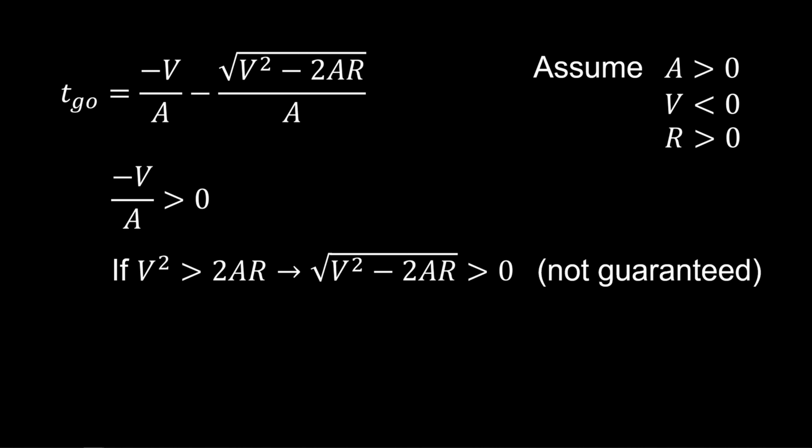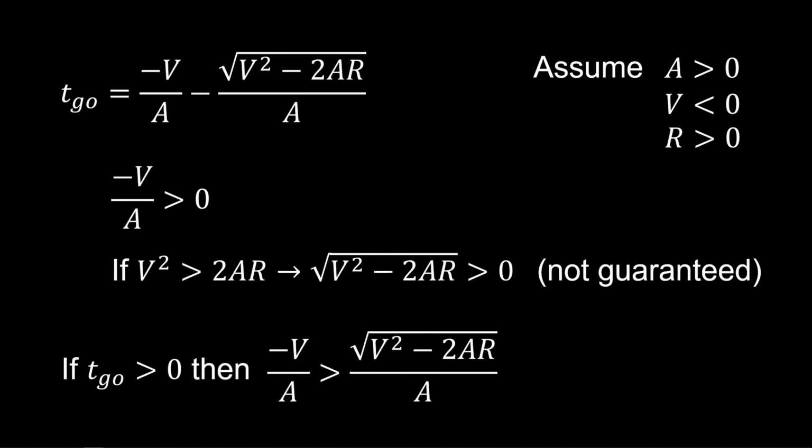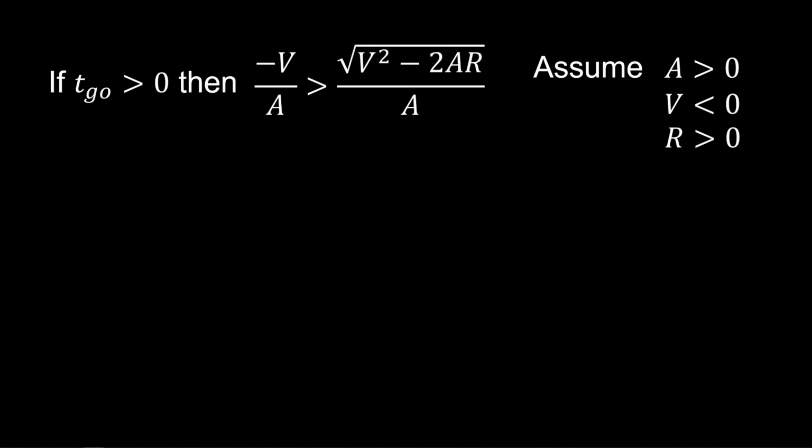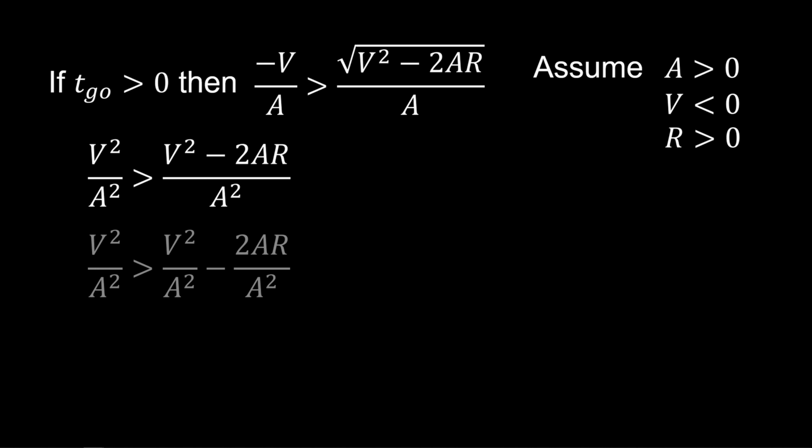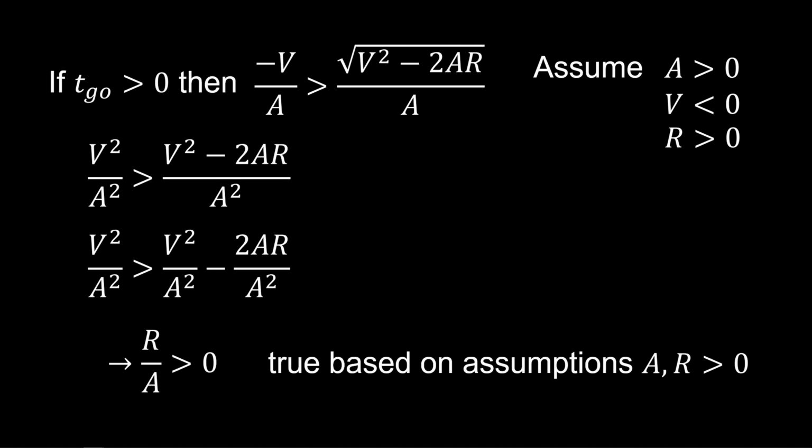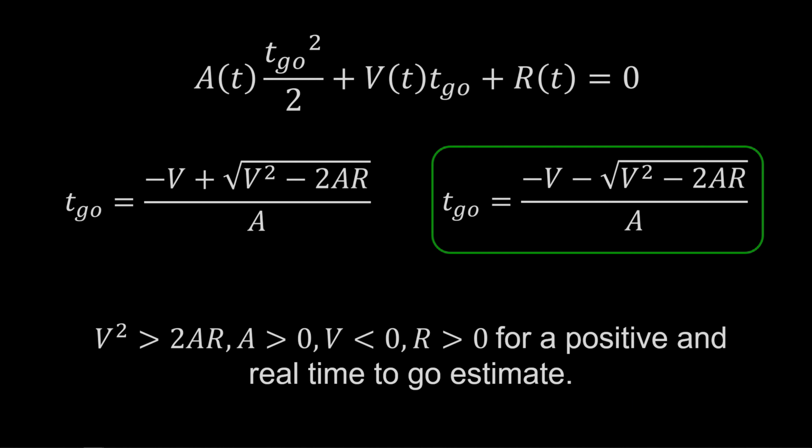Now, if time to go is positive, then the first term has to be greater than the second term. Squaring both sides, then subtracting v over a squared from both sides, we get that r over a must be positive for time to go to be positive. And we know that r is always positive unless at intercept. So this reduces to the requirement that the pursuer and target must always be accelerating toward each other for a positive time to go estimate. This was part of our initial assumption.